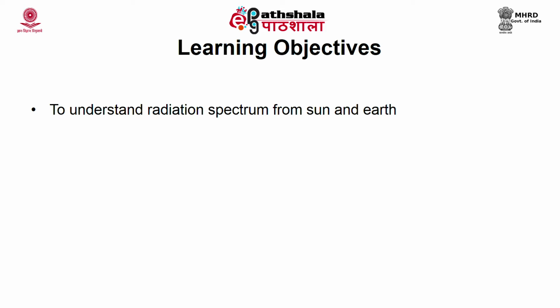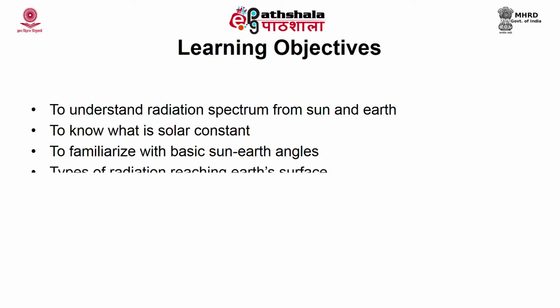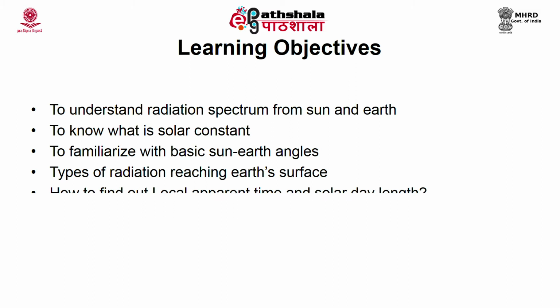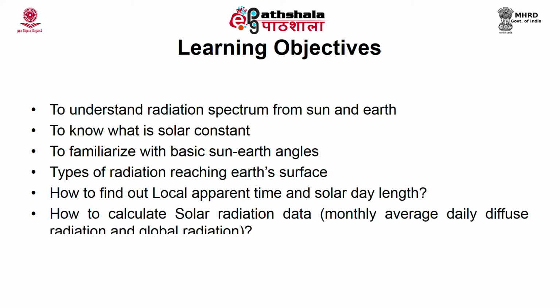What is extraterrestrial radiation? What do you mean by solar constant? What is the basic angle between the earth and sun? How will you calculate the local apparent time? What is the angle between the incident light to the normal and inclined surface? We will also see how to find out the time for the sunset and sunrise as well as the solar day length. We will see the intensity of terrestrial radiation also.